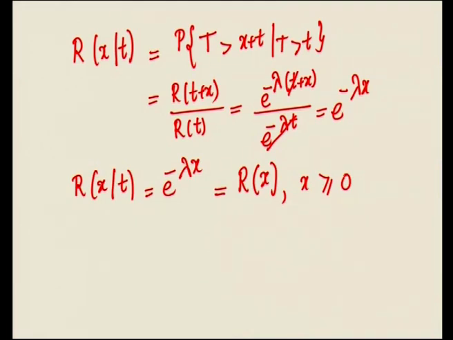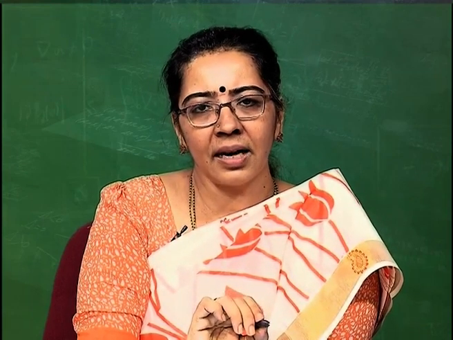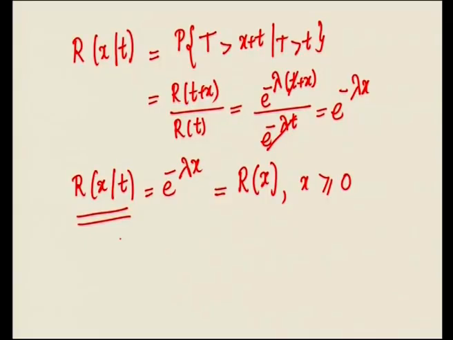It says that, what we have found on the left hand side is: given that the system is of age t, what is the probability that it survives for x more units of time? This probability is the same as R of x, namely the probability that a new system survives x units of time. So it is indicative that the system forgets that it has been in use for t units of time since installation.